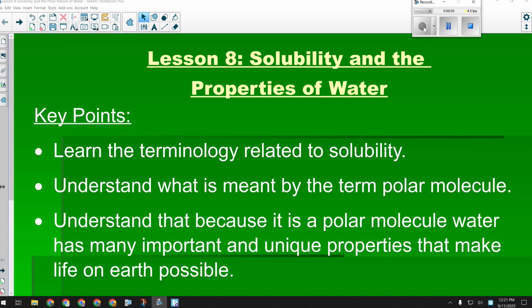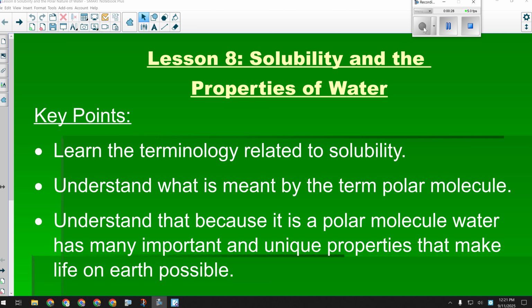So today we're going to go over two different topics. We're going to go over solubility, which is probably going to be mostly review for you guys, and we're going to go over the polar nature of water. We're going to talk about how a water molecule works and why that makes water do so many weird things, but also why it's so crucially important for life.